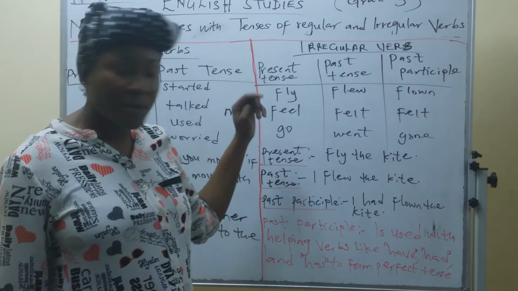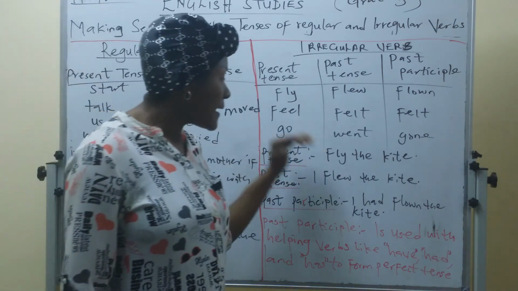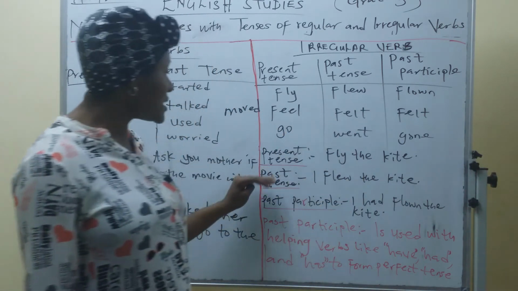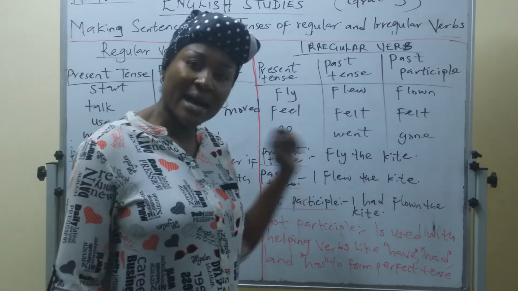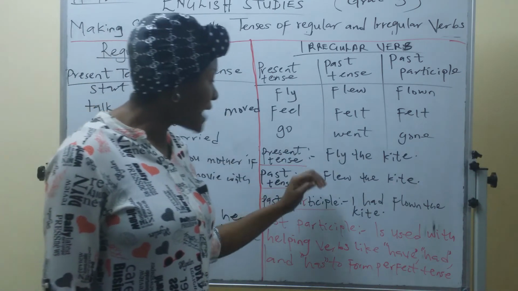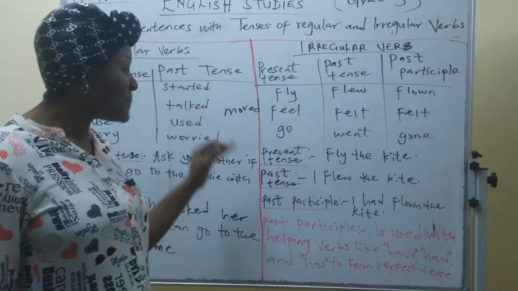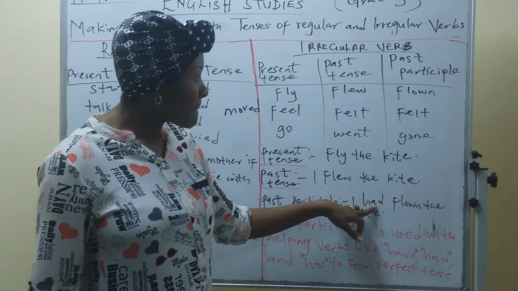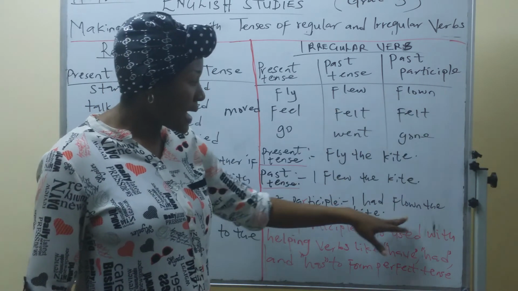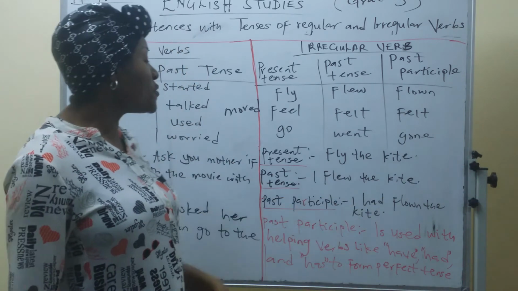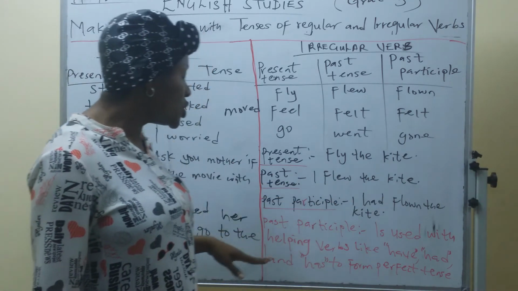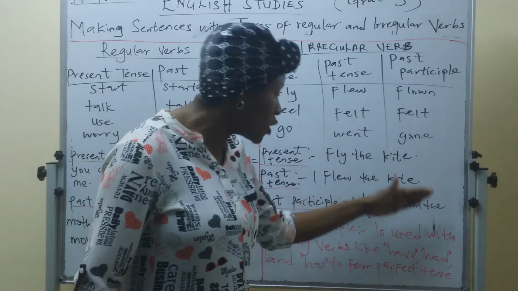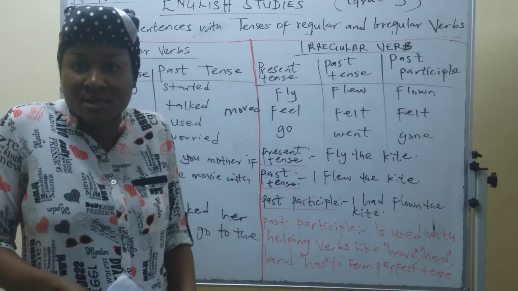with irregular verbs. Present tense: fly the kite. That is in its present tense. Now the past tense: I flew the kite. The past participle: I had flown. You use had and take the past participle and make a sentence. And if you also want to make the present perfect, you use have and also use flown to make the sentence: I have flown. That is to show that it is in the present.